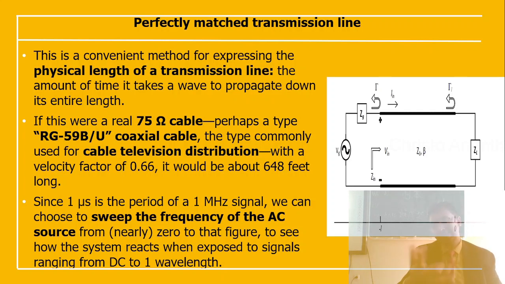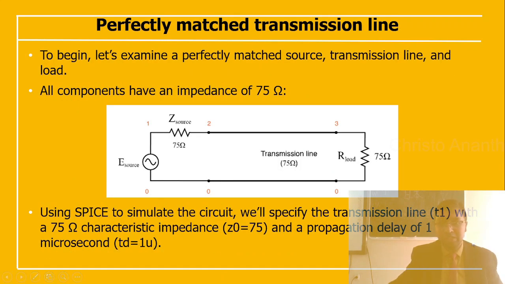Let us take the case of a real 75 ohm cable. We will be using the RG59B/U coaxial cable type, which is the most commonly used one for cable TV distribution, with a common velocity factor of 0.66, what we discussed in the earlier classes. That is approximately 648 feet long. We already saw the propagation delay is 1 microsecond.